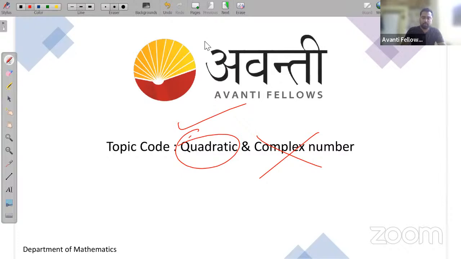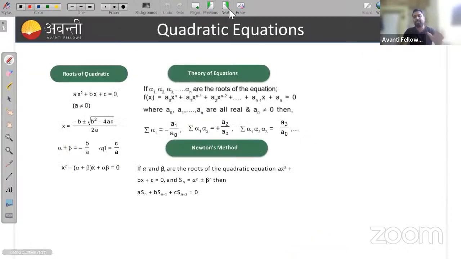So let's start with some revision of all the concepts of quadratic equations. First we'll go through the roots, how we can solve quadratic equations. There are 3 methods. One is the factorization method. Second is the completing the square method. Third is the direct method, the discriminant method, called the Sridhar Acharya method. So there are 3 methods to solve quadratic equations.